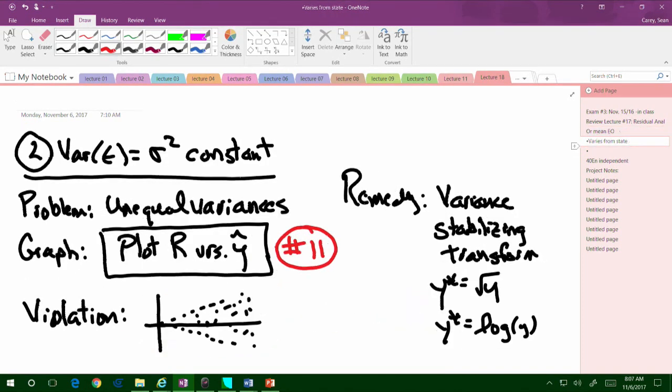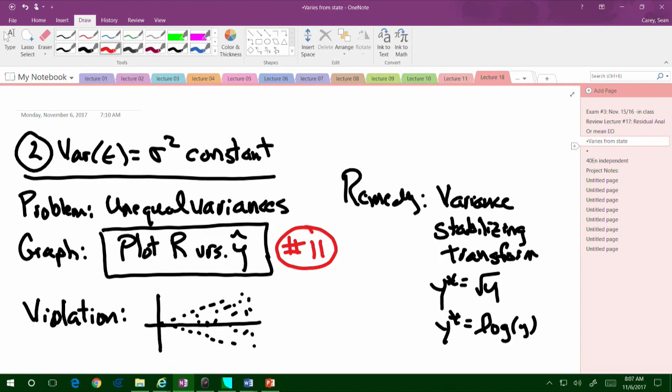All right? The second one is that the variance of the error term is sigma squared, constant. In other words, it's not going to change as you change the x's. That assumption is going to typically be violated when you have unequal variances. All right, so now how can we check for that? What's the graph? What's the appropriate methodology for checking for that? This time you plot your residuals against your predicted value of y. And that corresponds to printout number 11 on the list that you're bringing in with you. So printout number 11. What would the violation be?